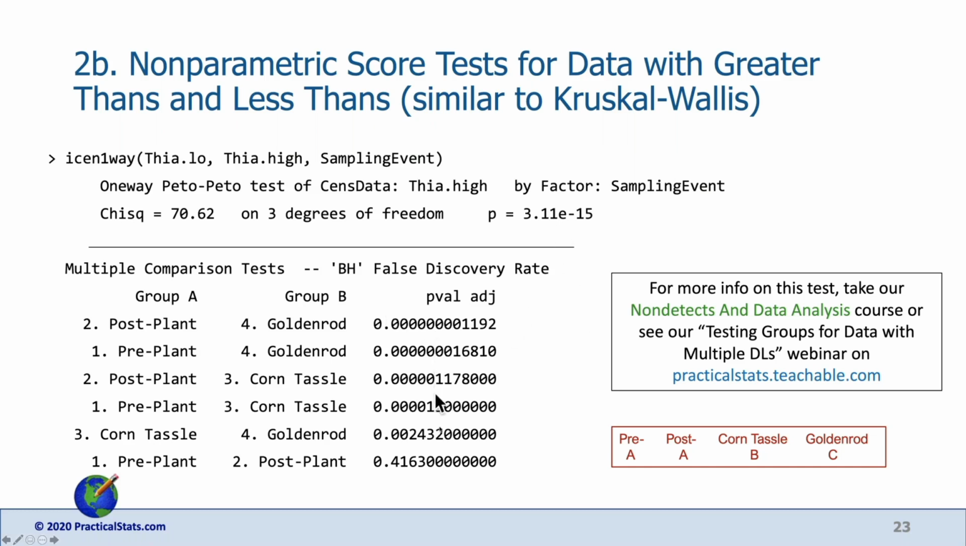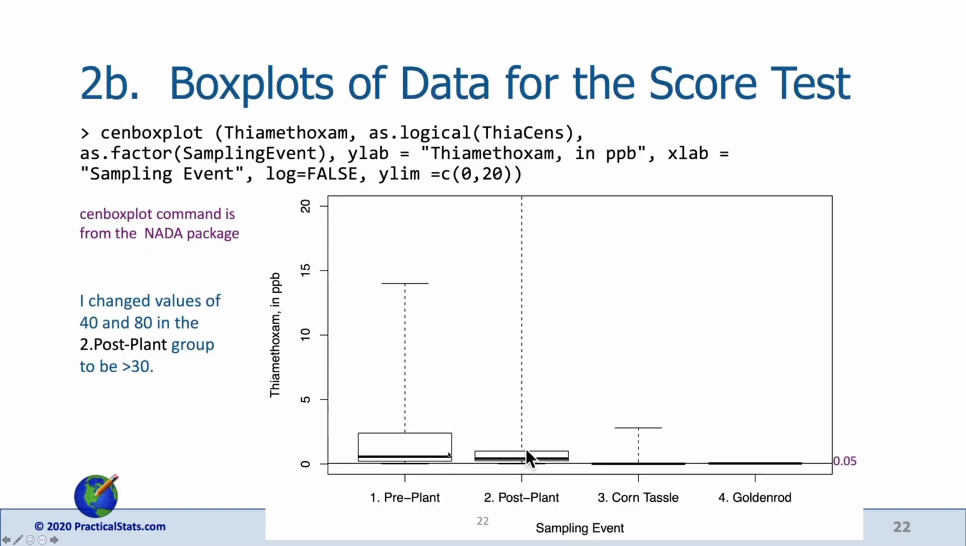When you look at these multiple comparison tests, they are all different from one another except for groups 1 and 2. If you put the A, B, C lettering convention down here, it would be that pre is the same as post. It's not significantly different than post. But then each of those is different than the corn tassel, and each of those is different than goldenrod, and corn tassel is different than goldenrod. So going back here, it doesn't distinguish between these two, pre-plant and post-plant, but it does distinguish any of these from all of the others.